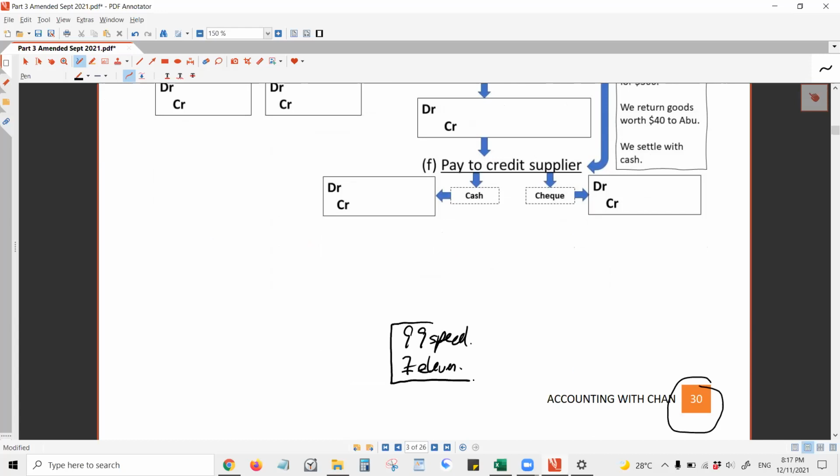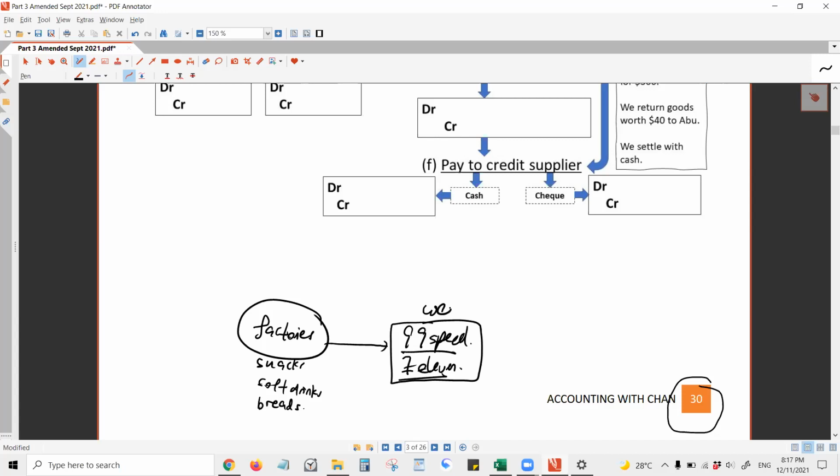Do you need to buy things to sell? Of course. So you will buy from whom? You will buy from those factories, right? Those factories that sell snacks, soft drinks. What else do they sell? Breads. Okay, Gardenia breads. So this is us, we are 99 Speed Mart or 7-Eleven.